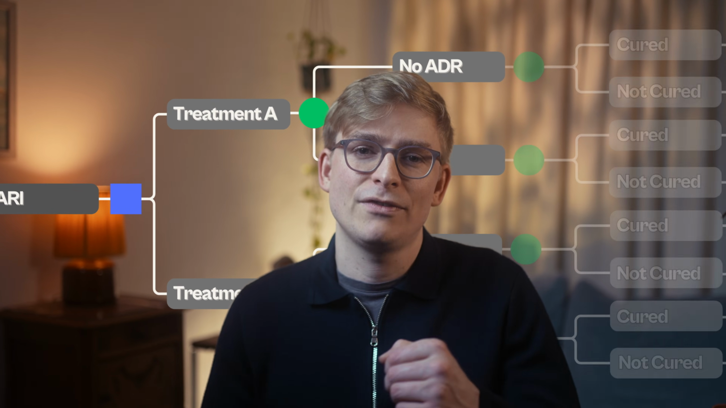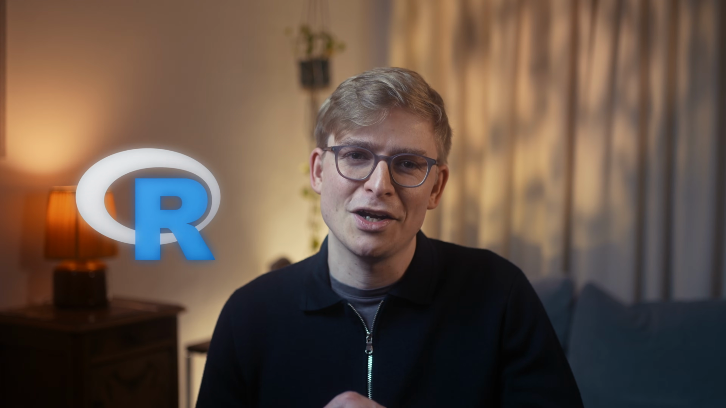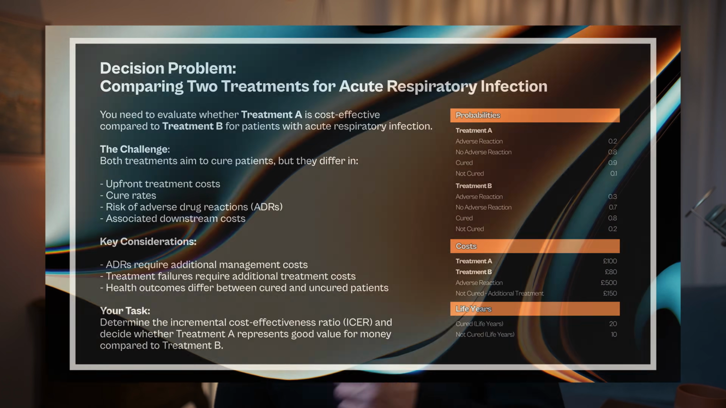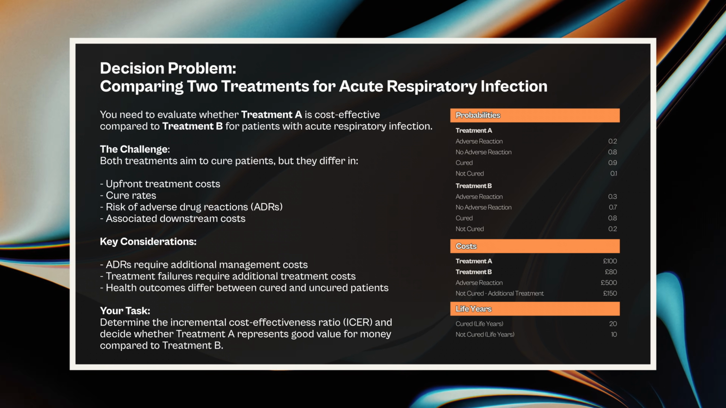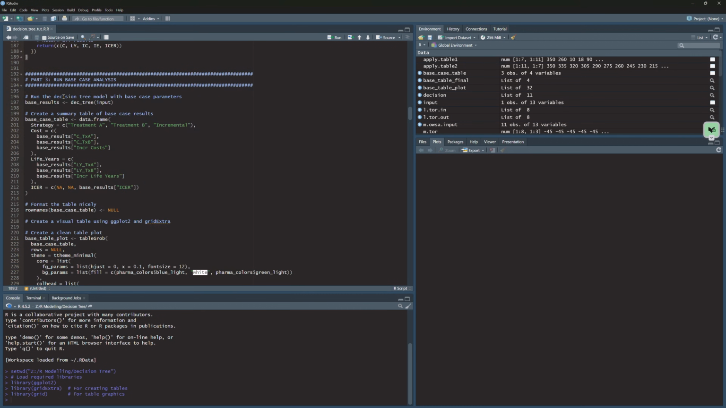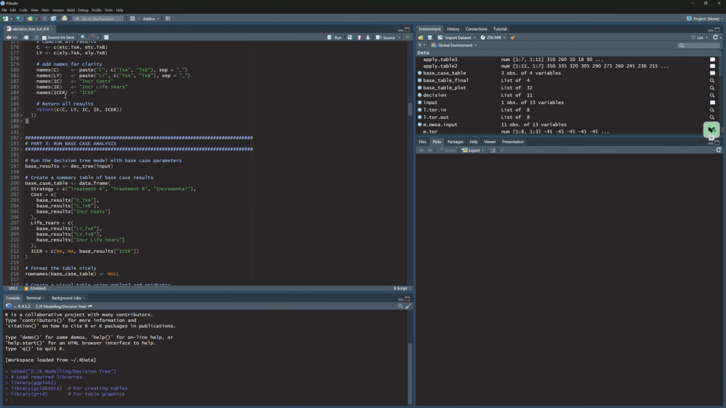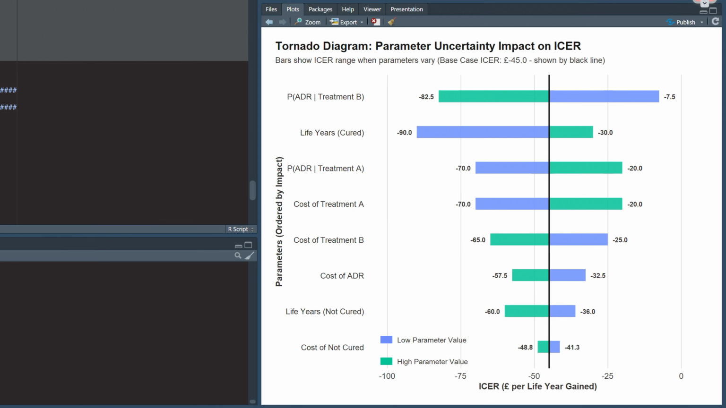Decision tree models are one of the most intuitive ways to evaluate cost effectiveness in healthcare, and today I'm going to show you how to build one from scratch in R. We're going to compare two hypothetical treatment options for acute respiratory infection, calculate ICERs, and run comprehensive sensitivity analyses to generate a tornado diagram like the one you see on screen.